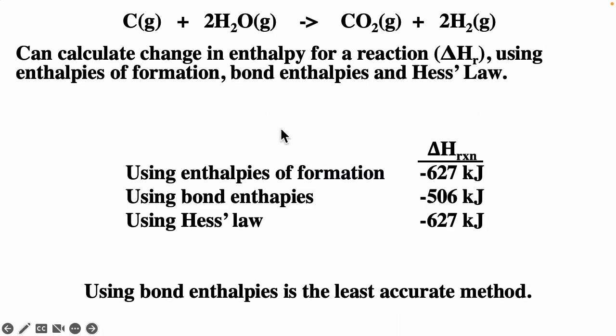Using enthalpies of formation, we get minus 627. Using Hess's law, we get minus 627. Those are the most accurate ways. Calculating using bond enthalpies, typically we consider it an estimate. But again, it's helpful because it shows us what's actually happening during the reaction, which bonds are being broken and which bonds are being formed. So using bond enthalpies is the least accurate method, but it is helpful.